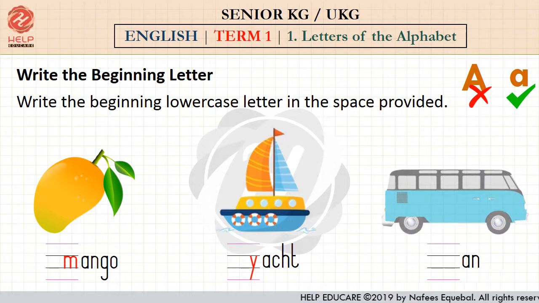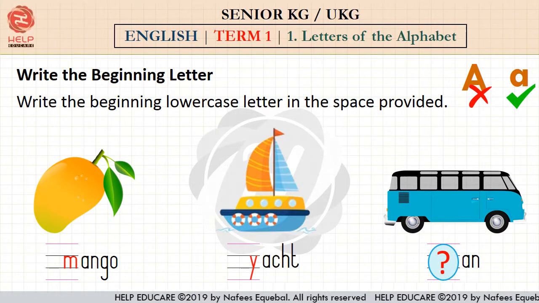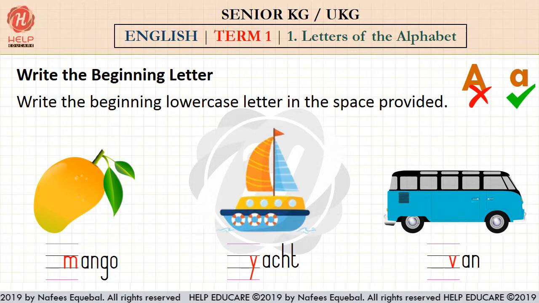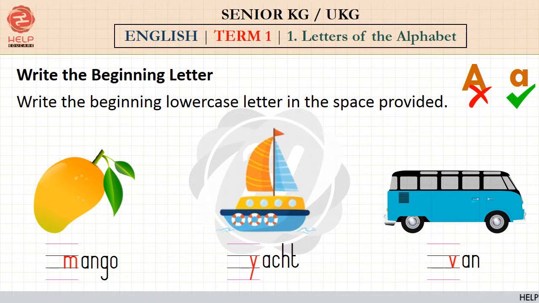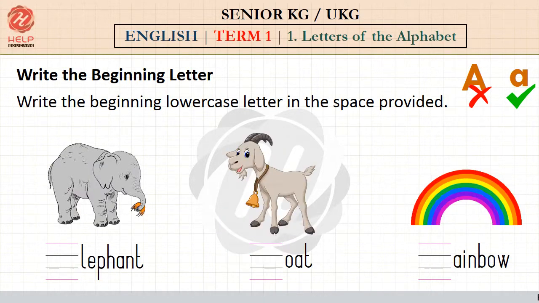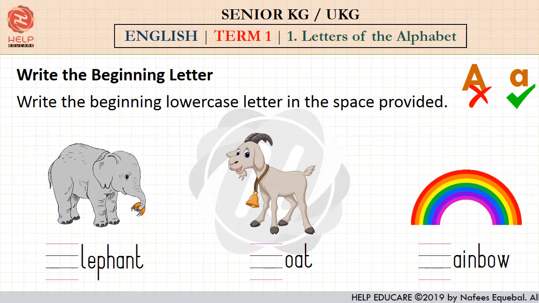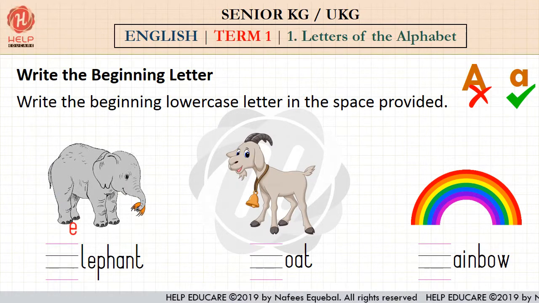Third picture is of a van. What is the beginning letter of van? Right, the beginning letter of van is V. So, put the letter V. Here, we see an elephant. Elephant is a big animal. And the beginning letter of elephant is E. So, put the beginning letter E.